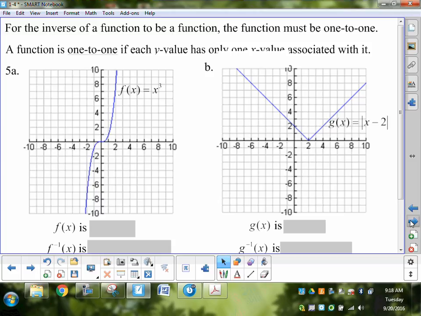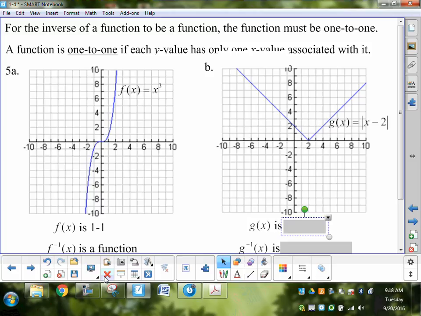For the inverse of a function to be a function, the function must be one-to-one. A function is one-to-one if each y value has only one x value associated with it. Look at 5a. Corey, is that one-to-one? So what do you know about the inverse? It's a function. How about for the next one? Mickey, is that one-to-one? Which one? It's one of those two. It's either yes or no. Is it a one-to-one function?